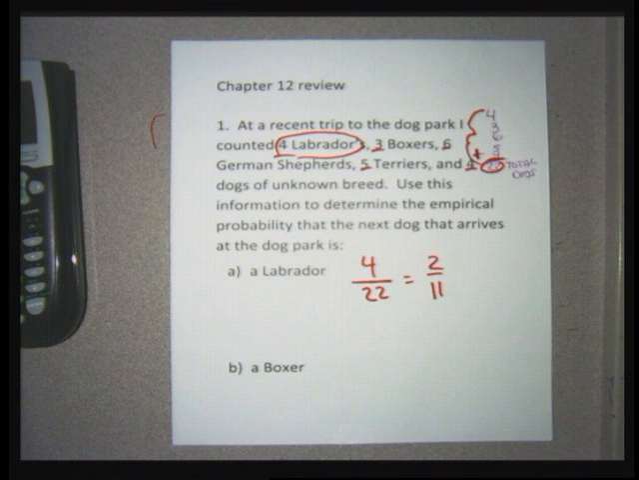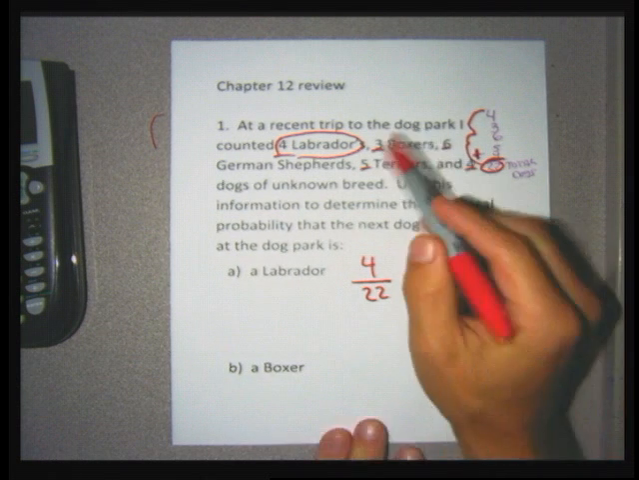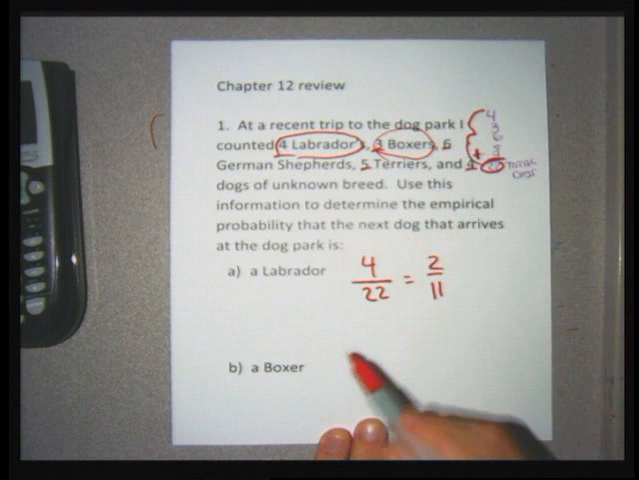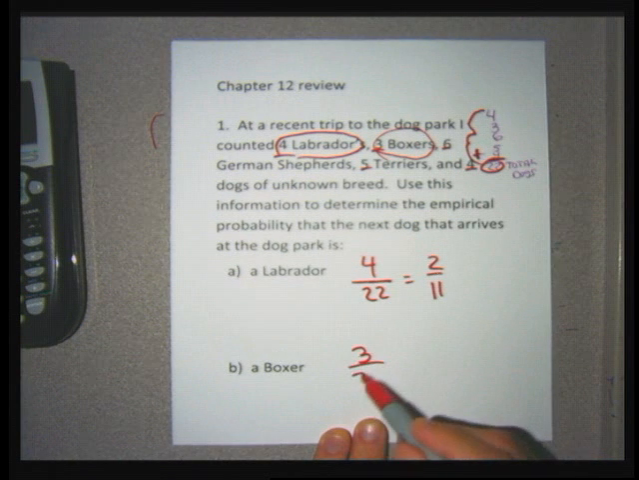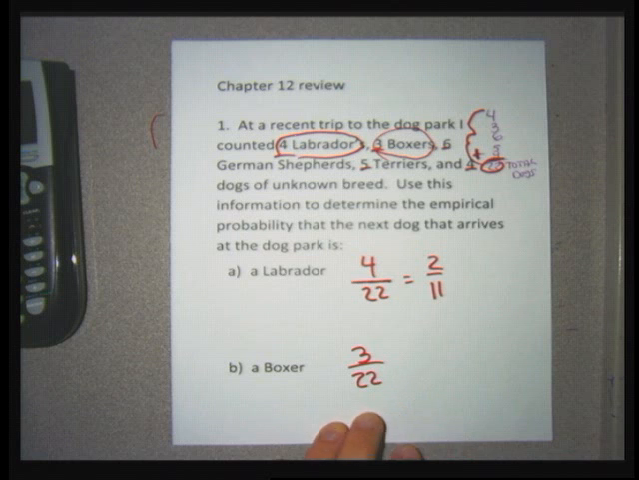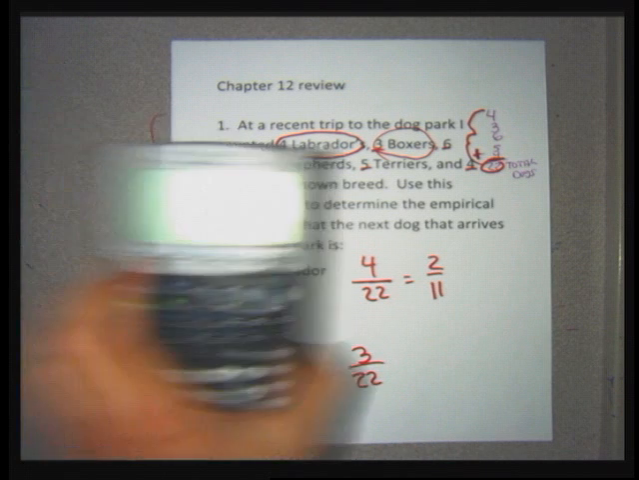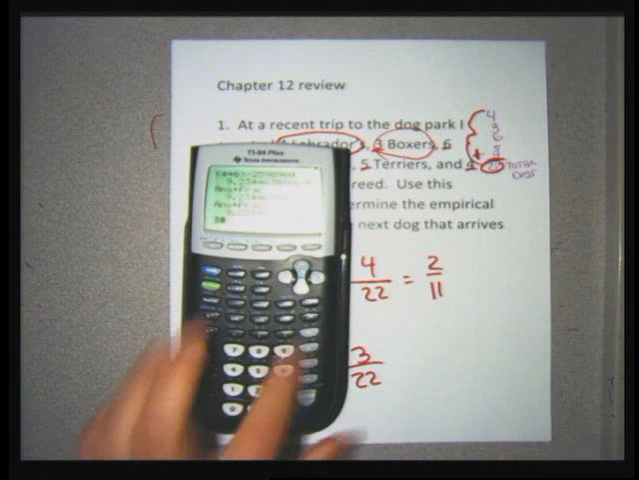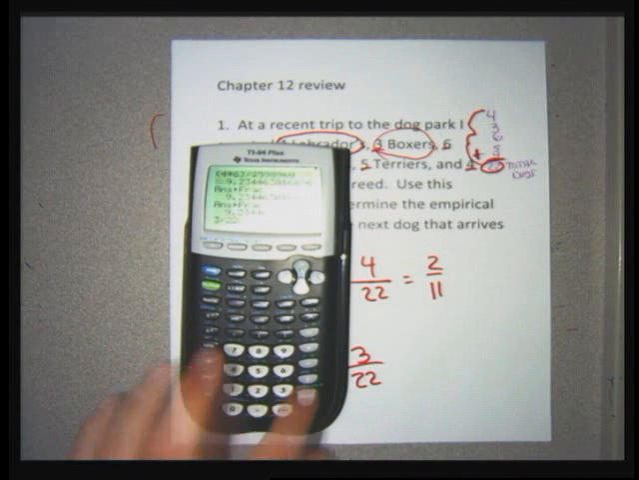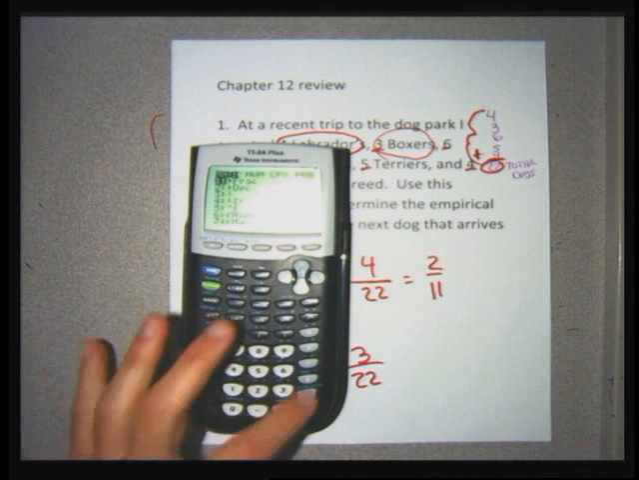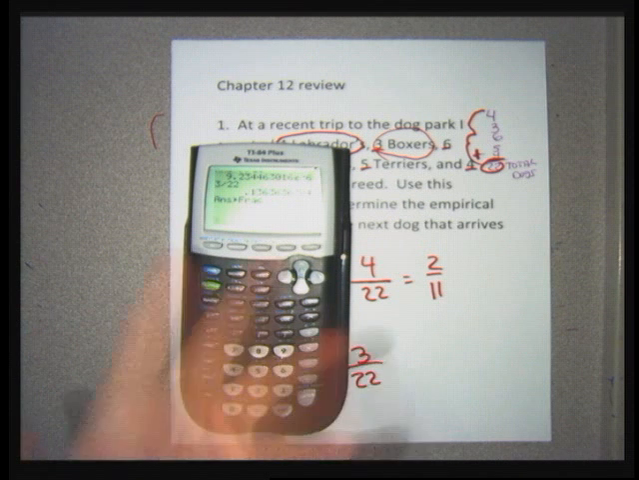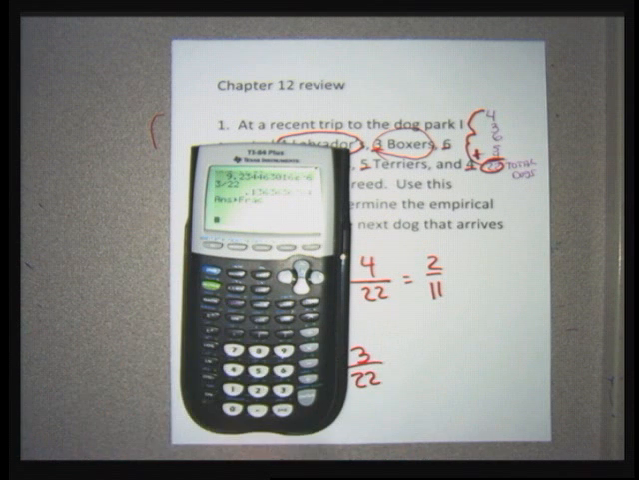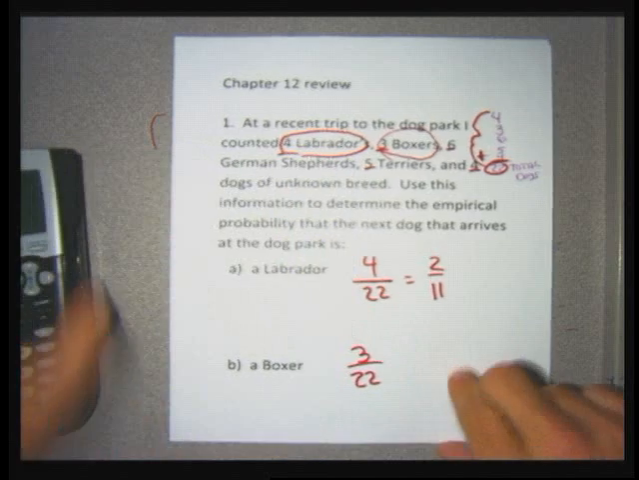For part B, the probability the next dog's a Boxer, I'll just do 3 in 22 because there were 3 Boxers of the 22 dogs. That's not a reducible fraction. If I tried to reduce it on my calculator, I did 3 divided by 22 and then math, enter, enter, and my calculator will show me that 3 over 22 just isn't reducible. That was a friendly problem.